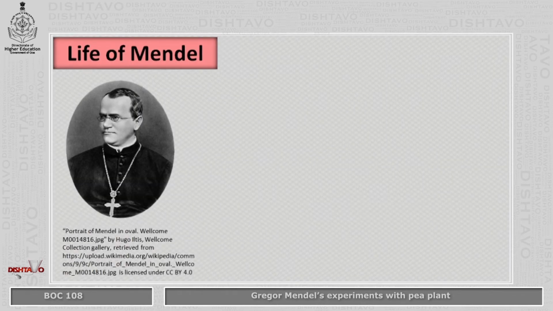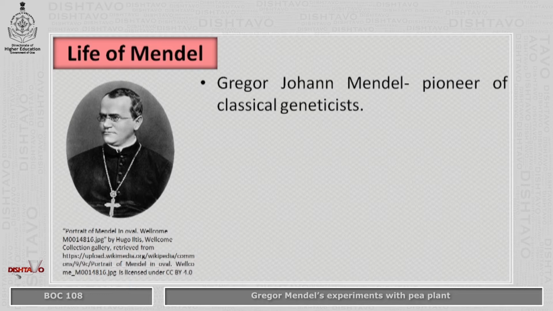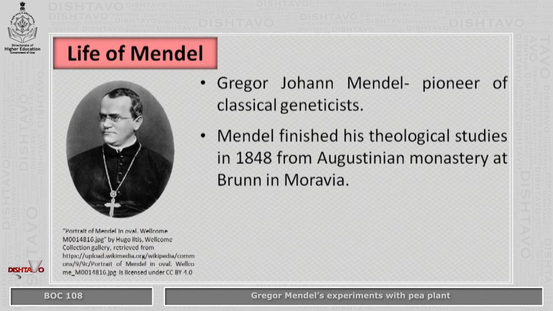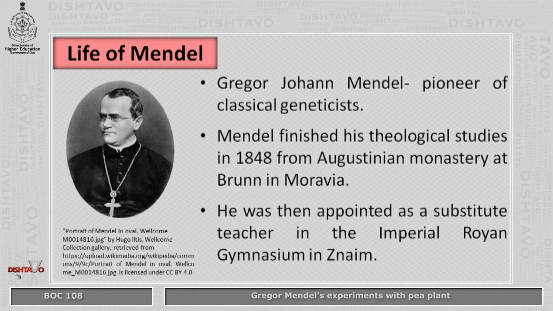Now let us learn about the life of Mendel in brief. Gregor Johann Mendel was the pioneer of classical geneticists. Apart from being a scientist, he was a priest by profession. Mendel finished his theological studies in 1848 from Augustinian monastery at Brunn in Moravia. Later, he was appointed as a substitute teacher in the Imperial Royal Gymnasium in Znaim.